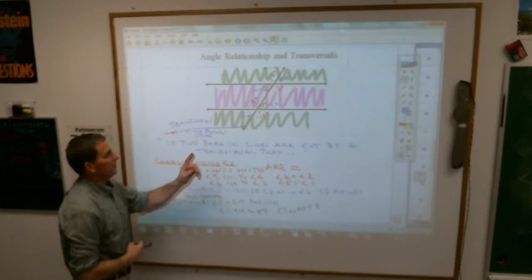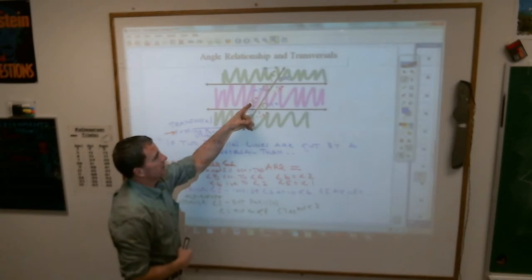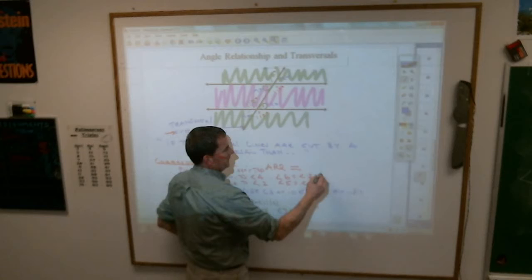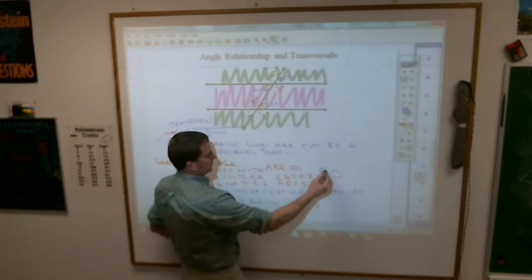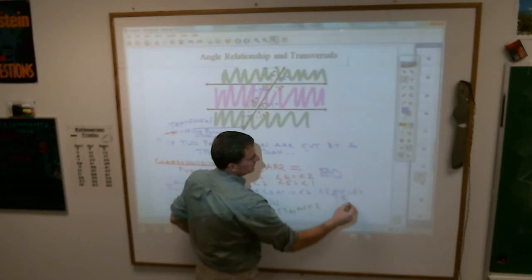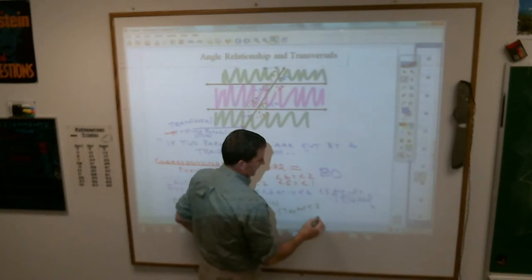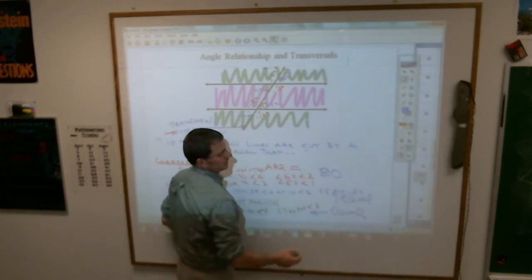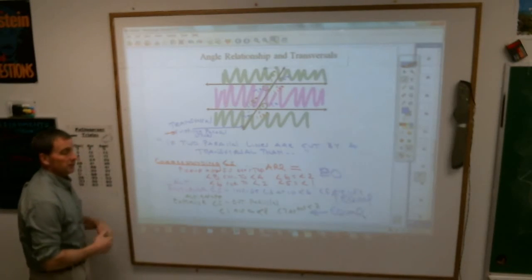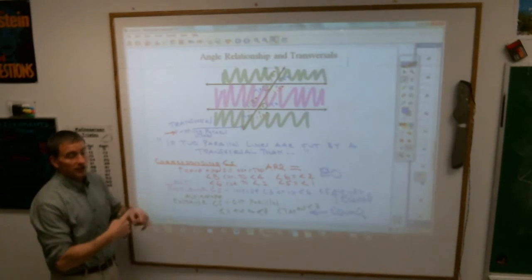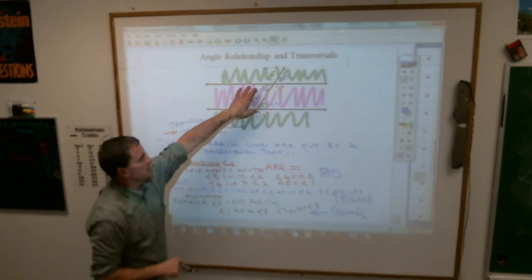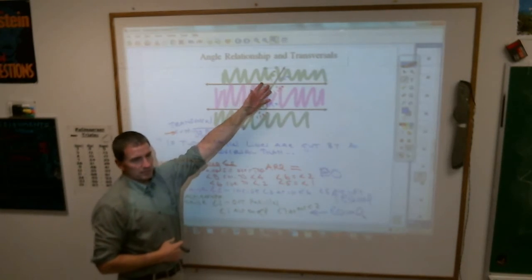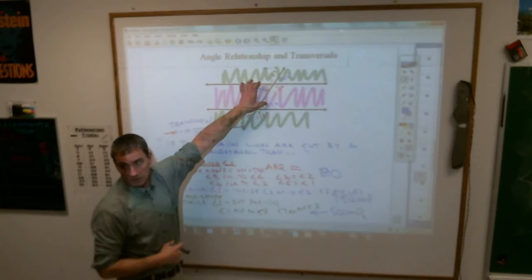What do we know then about alternate interior angles? They're the same. They're equal. These are equal, and this is equal. All these things we're talking about are equal. Now, not all interior angles are equal, but the alternate ones are equal. 6 and 3 are equal, and 5 and 4 are equal, but they're not all equal. Just the alternate interior ones.